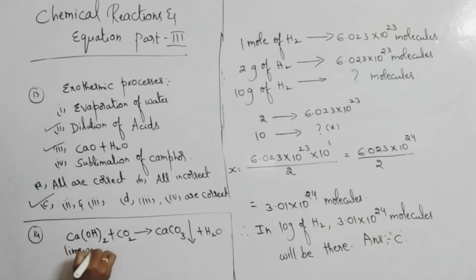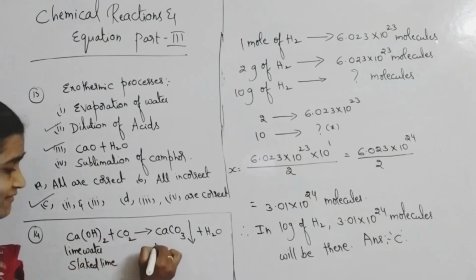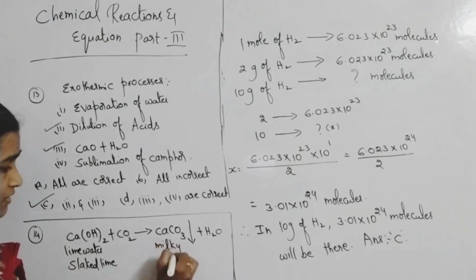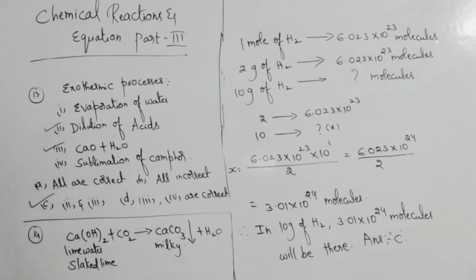This is lime water, slaked lime. Please remember, lime water or slaked lime. Carbon dioxide turns lime water to a milky white substance. Now, what is that milky substance? CaCO3. That is the question asked here. Okay, and next, the 15th one.